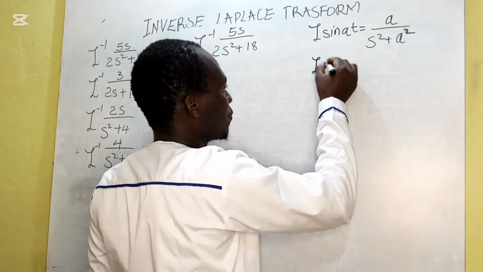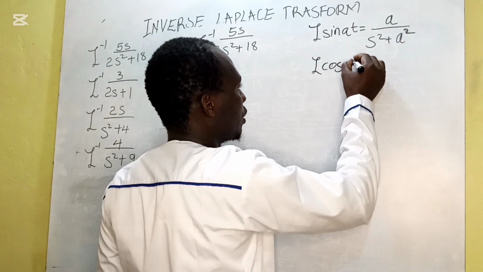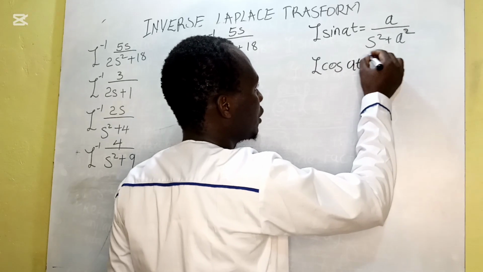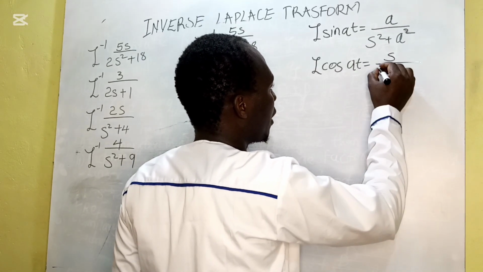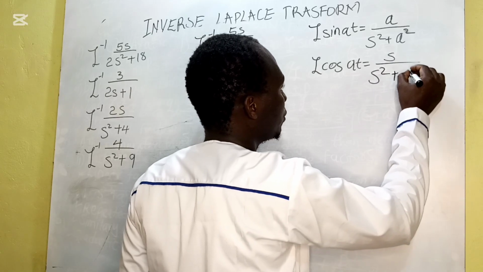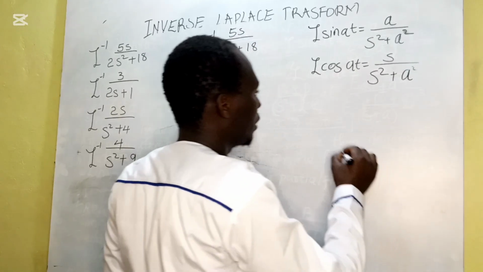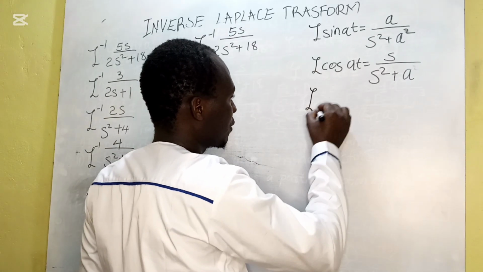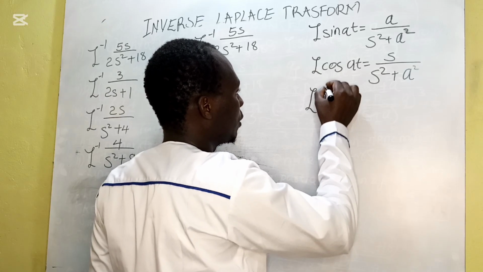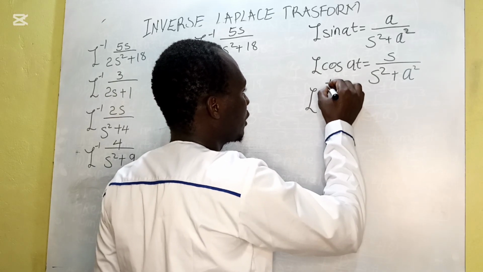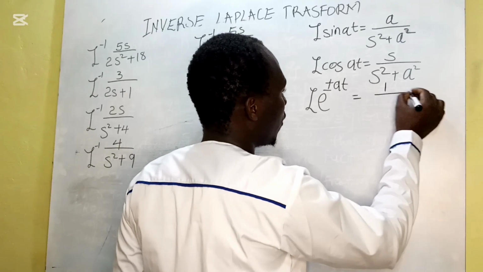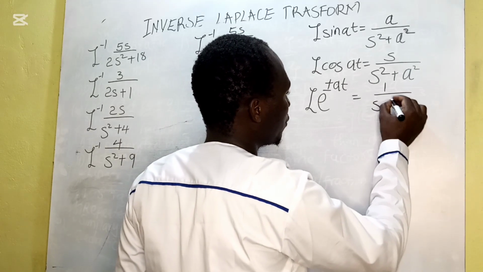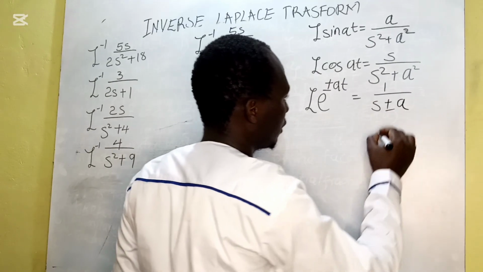The Laplace transform of cos at is equal to s all over s squared plus a squared. The Laplace transform of exponential, positive or negative, of at is equal to 1 all over s minus or plus a.